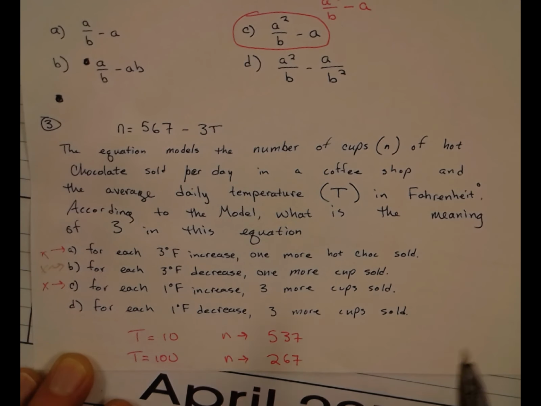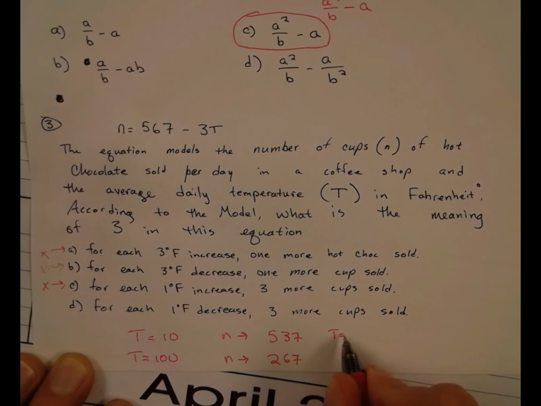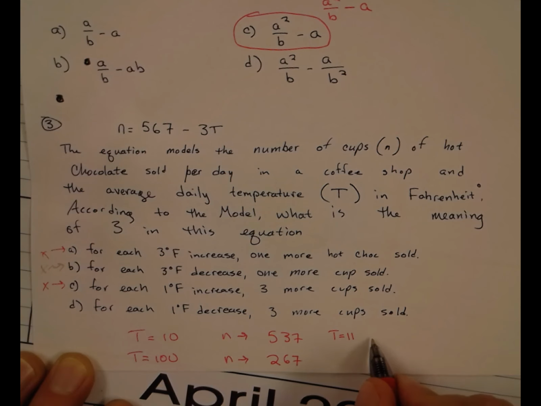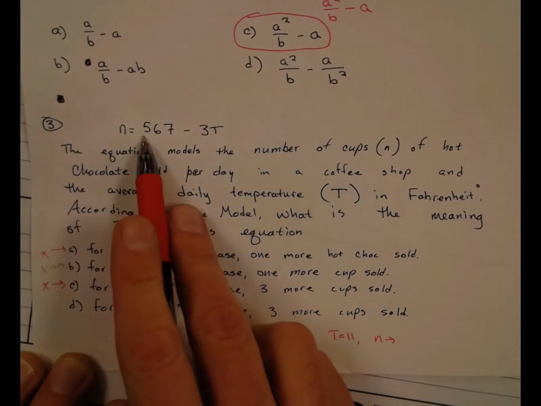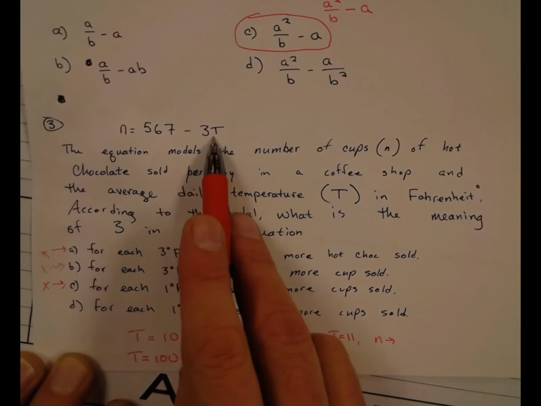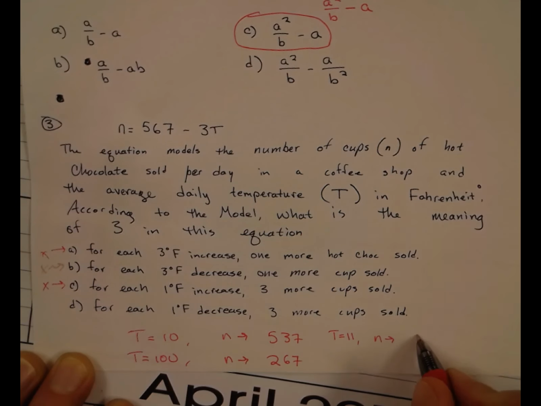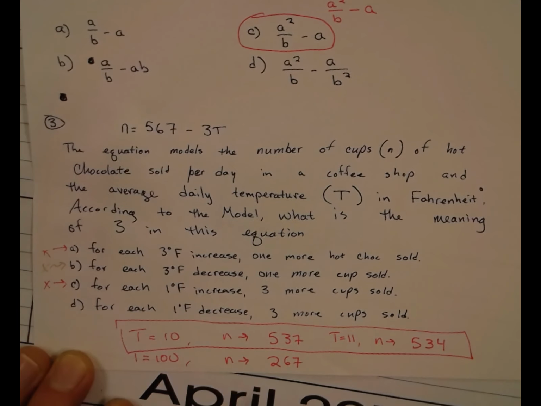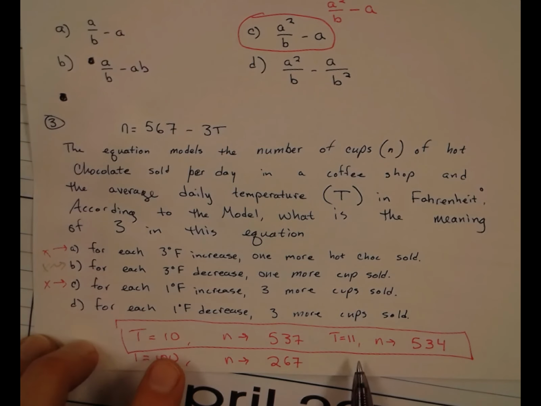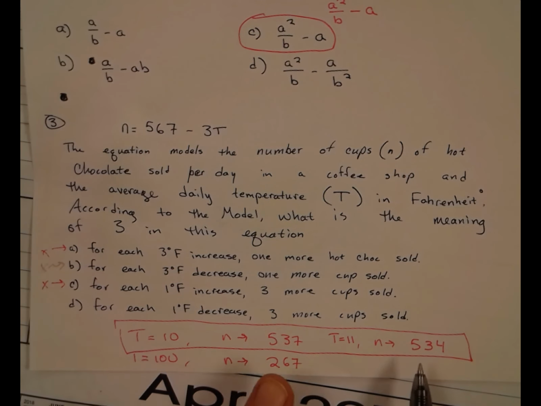So let's quickly, maybe T equals 11 will give us a little insight here. So when T equals 11, what is N going to equal? We're going to take 567 minus 33, and that would be 534. So this is a real good hint to what's going on right here. It looks like as temperature goes up, the number of hot chocolate sales goes down.